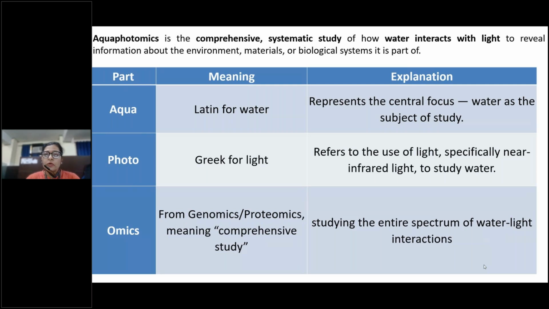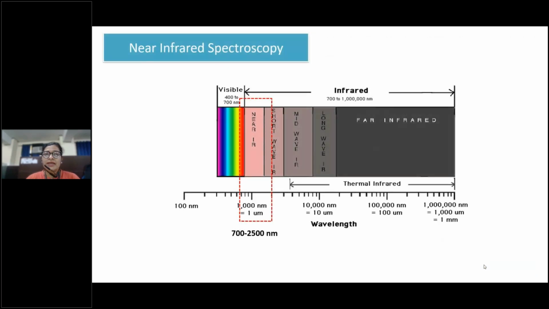Omics is a word denoting a comprehensive study, studying the entire spectrum of interaction. Therefore, aquaphotomics is a comprehensive, systematic study of how water, which exists everywhere, interacts with light, and it reveals information about the environment, about perturbations, about biological systems, everything. So let's deep dive into it.